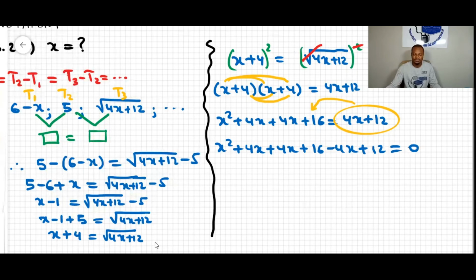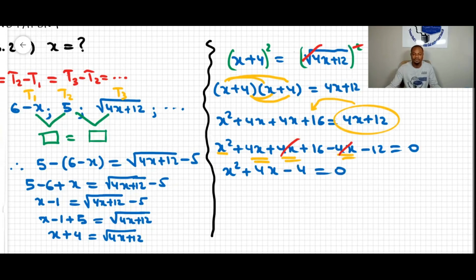Then we can combine like terms. I prefer to underline. We have x squared here. Is there any other term in terms of x squared? No, there is none. And then I can look here: 4x and negative 4x. They are all expressed in terms of x, so I can cancel this and that. Now, I am left with 16 minus 12, because positive 12 moved over becomes negative 12. That makes 16 minus 12, which is equal to 4. So x squared plus 4 equal to 0.